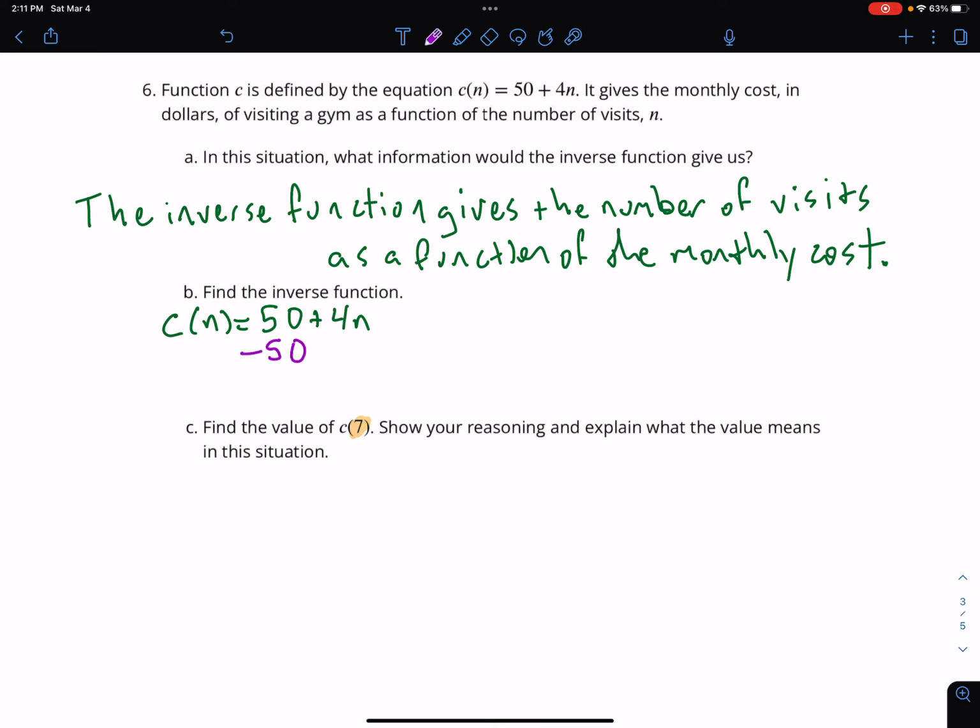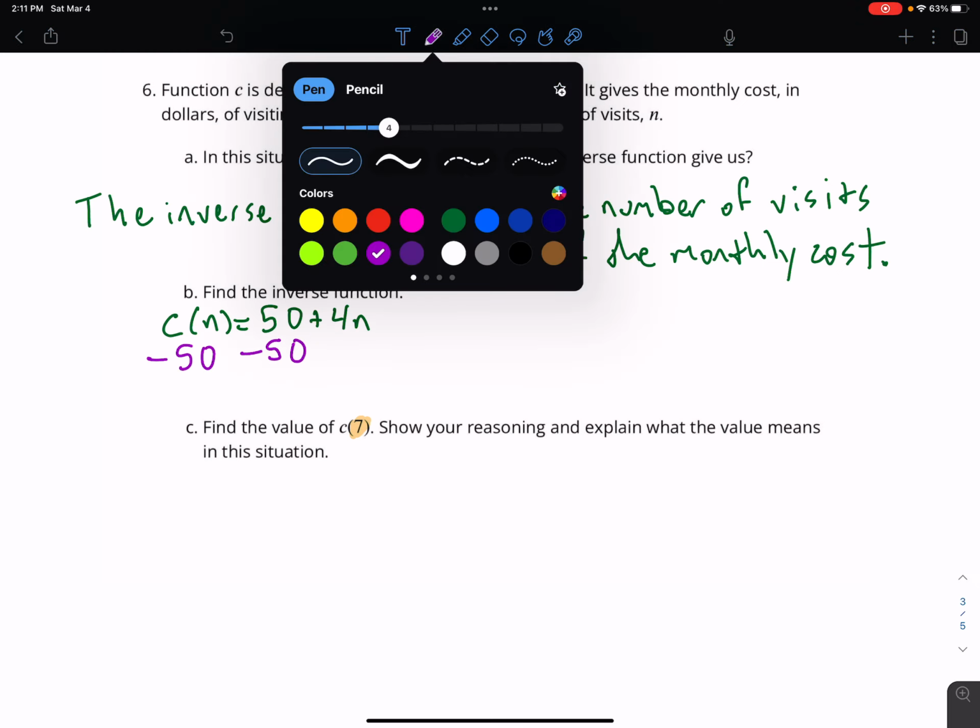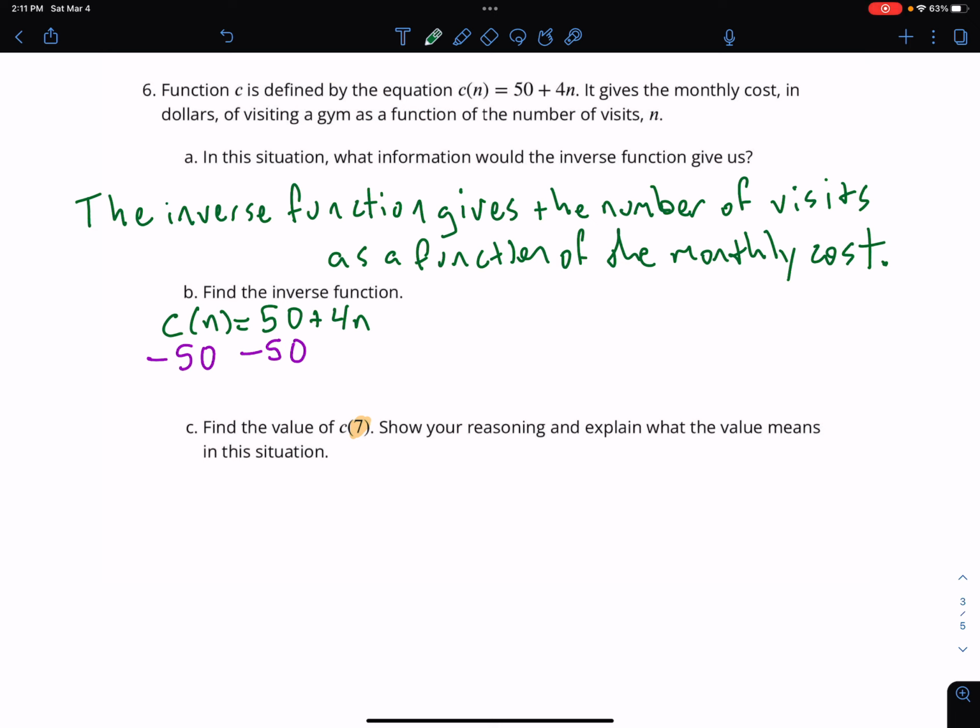Minus 50. That's going to cancel that out. If I do something to one side, I got to do it to the other. And then a lot of people get confused here. They're like, "What? How can I subtract 50 from C of n?" You're just going to write C of n minus 50. You're going to have C of n in your answer. So C of n minus 50 equals 4n. Now I got 4n by itself, and I'm trying to get n all by itself.